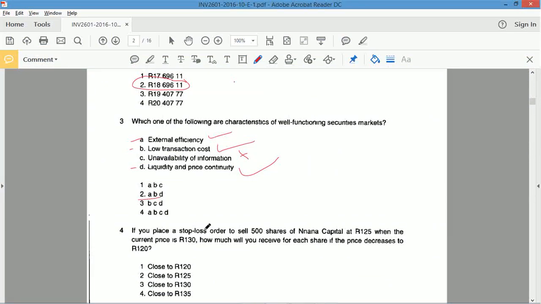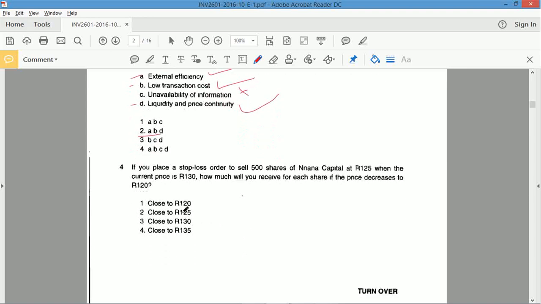Right, question 4. If you place a stop loss order to sell 500 shares of N at 125 when the current price is 130, how much will you receive for each share if the price decreases to 120? Okay, well, if you place a stop loss order to sell, so you're selling at 125, current price is 130, and you've got a stop loss here, stop loss of 125.